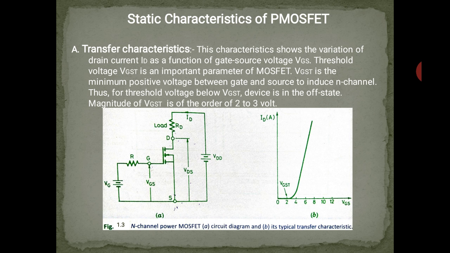Threshold voltage VGST is the most important parameter of MOSFET. VGST is the minimum positive voltage between gate and source to induce N channel. For voltage below VGST, device is in off state. Magnitude of VGST is of the order of 2 to 3 volt.